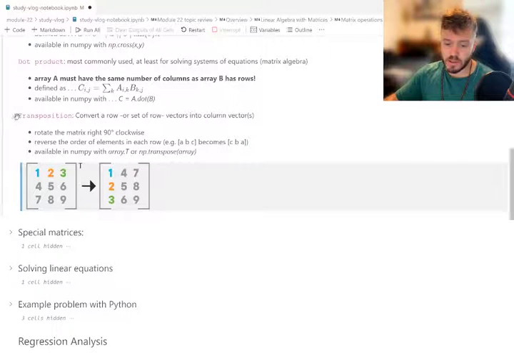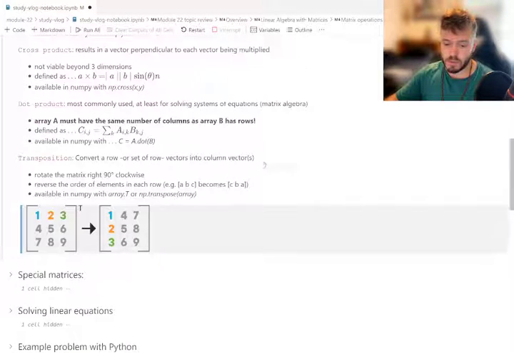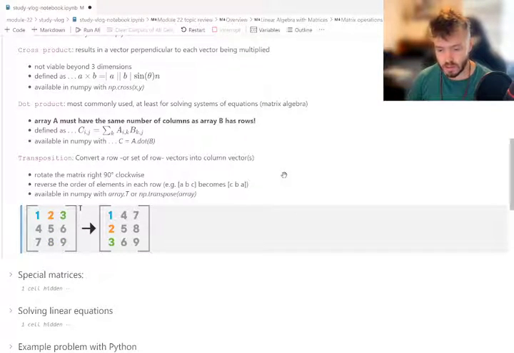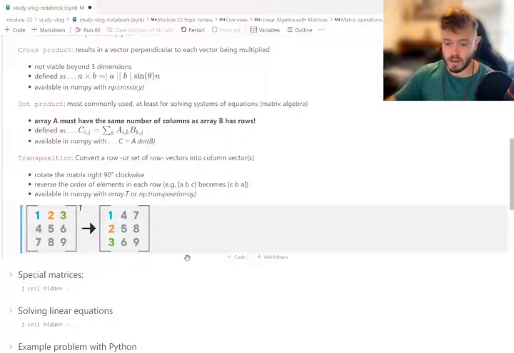Transposition is an interesting thing to understand. Transposition is used quite a lot throughout this module. The big thing is, it's not complicated, but I had to stop and think about it for a second. You rotate your array 90 degrees, but then you also have to reverse the order of each row in the array after you've done that.